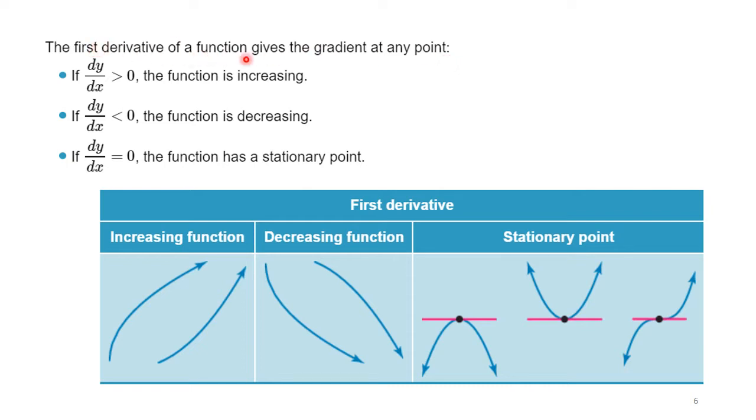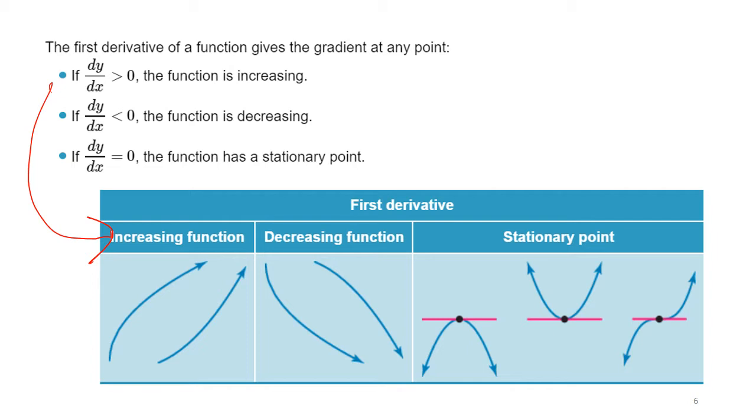Right, the first derivative gives us the gradient at any point. So if dy/dx is greater than 0, we know the function is increasing. If we know that dy/dx is positive, well, we know it's going to be increasing. So this represents this first case.